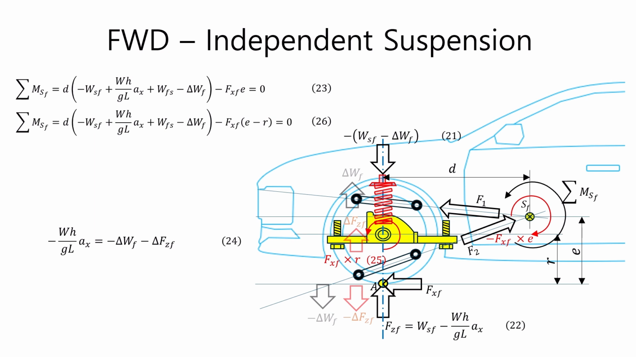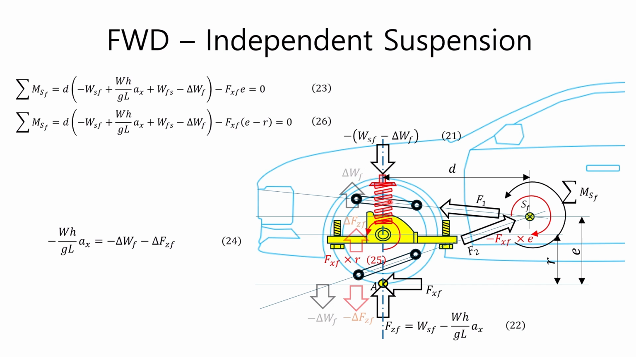This time, let us examine the moment, MSF, generated about the virtual reaction point, SF, in a front-wheel drive vehicle with independent suspension. FZF is the total vertical load of the vehicle acting on the front wheels. FZF can be expressed as equation 22, which represents the sum of the static vertical load, WSF, and the vertical dynamic load generated by acceleration, AX. Meanwhile, the force acting on the front spring can be expressed as equation 21, using the static vertical load, WSF, and the vertical dynamic load, delta WF, acting on the spring.